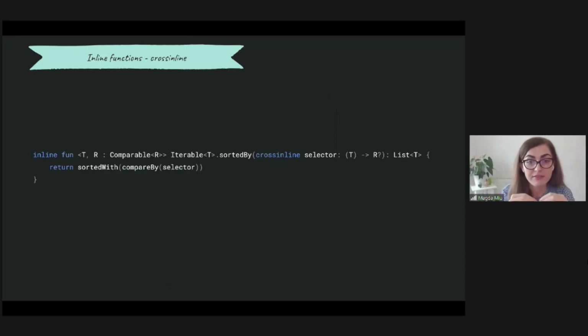And to indicate that to the lambda parameter of an inline function, we can mark that lambda parameter with the crossinline modifier. And this can be very helpful, especially when such a lambda is passed to another execution context, such as a higher-order function that is not inline, or when we have a local object or a nested function.